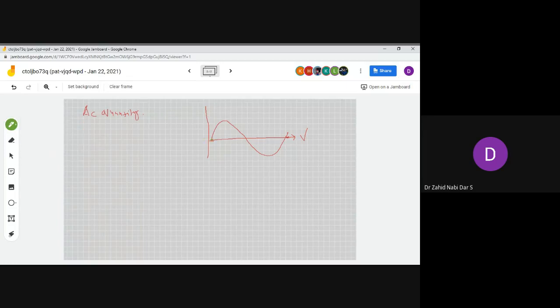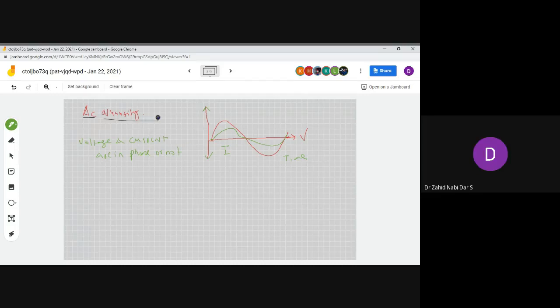Let this be my current. Green one is current, red one is voltage. So this is my time. Now you tell me whether this voltage and current are in phase or not. They're in the same phase, sir.